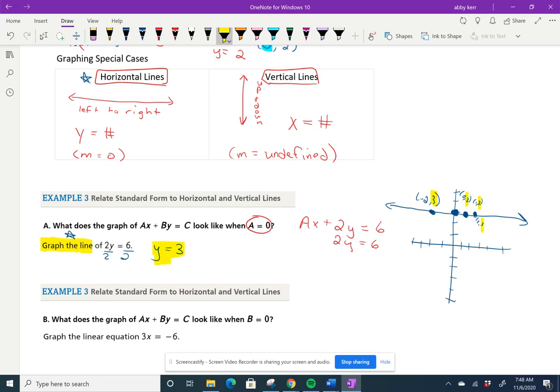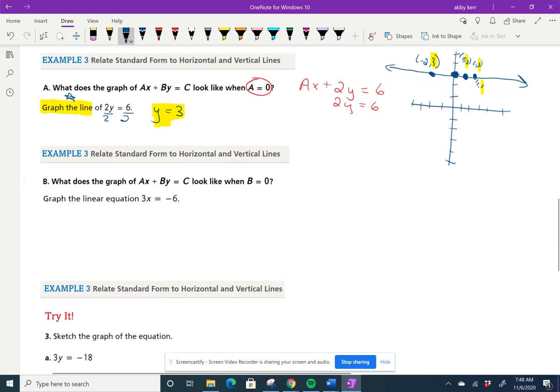Notice that's our equation of the line, y equals 3. So whenever you have y equals a number, it's a horizontal line. It goes left to right forever. Even if you want to go to 2,500, 3, it works.